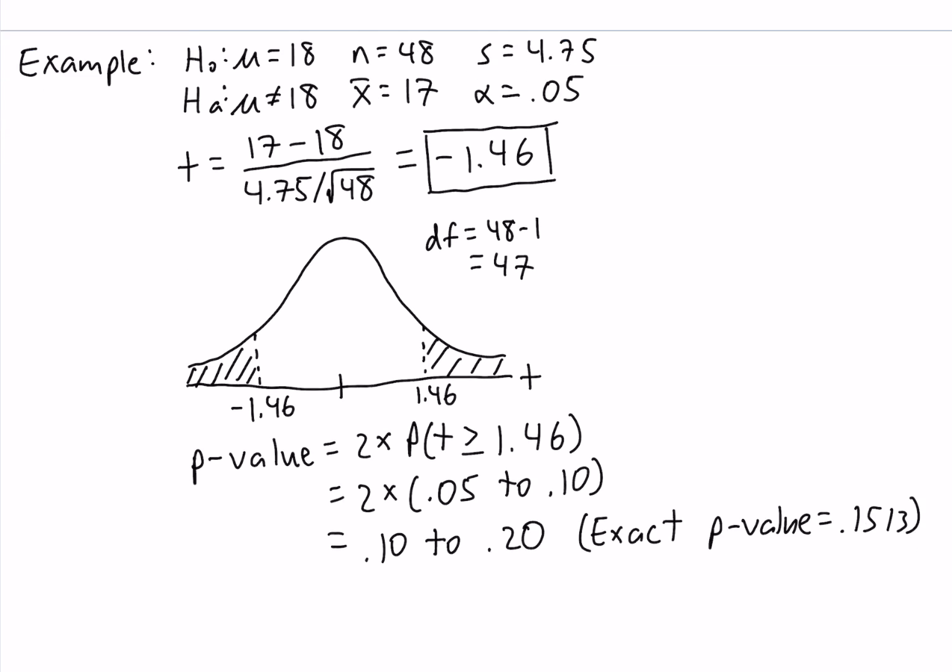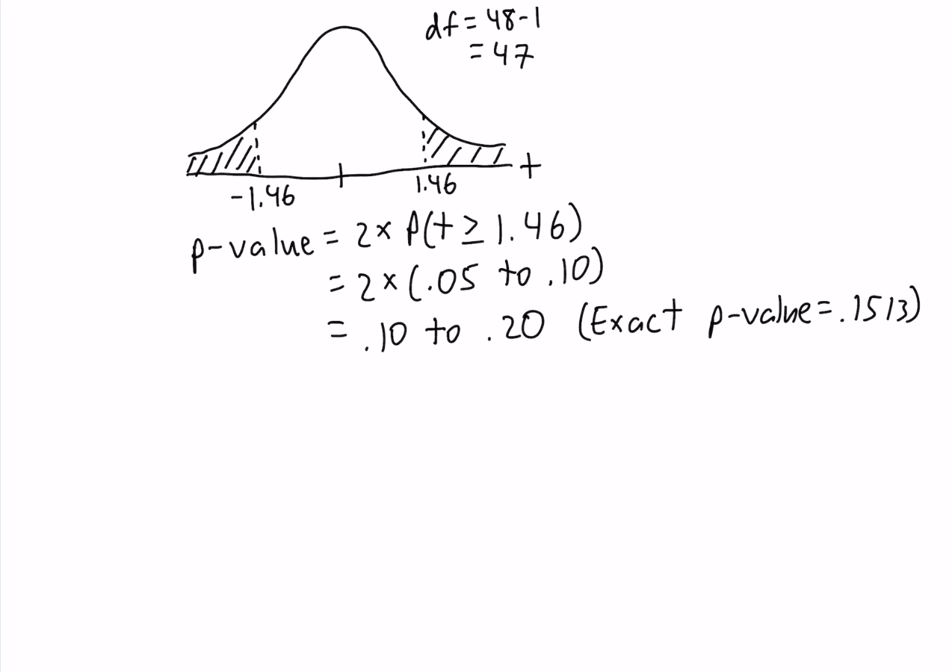So you can see that our p-value is 0.1 to 0.2. So our p-value is greater than our alpha of 0.05. So our conclusion is to not reject the null. We would reject the null if the p-value was less than or equal to alpha, but since it's greater than alpha, we do not reject the null. That's our conclusion.